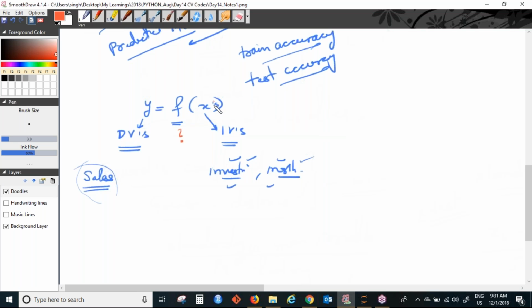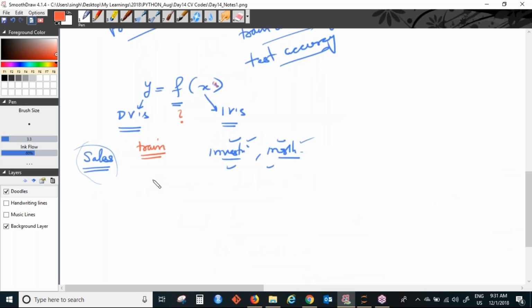We can have multiple independent variables, of course. I have just written one here for simplicity. So the goal of supervised learning is to find that function f which gives a relation between the two. Now we use the training data to find this relationship. We use the training data to find this function f.